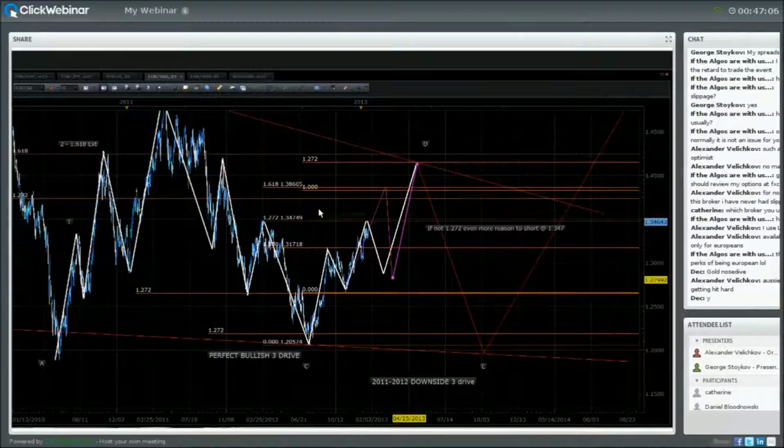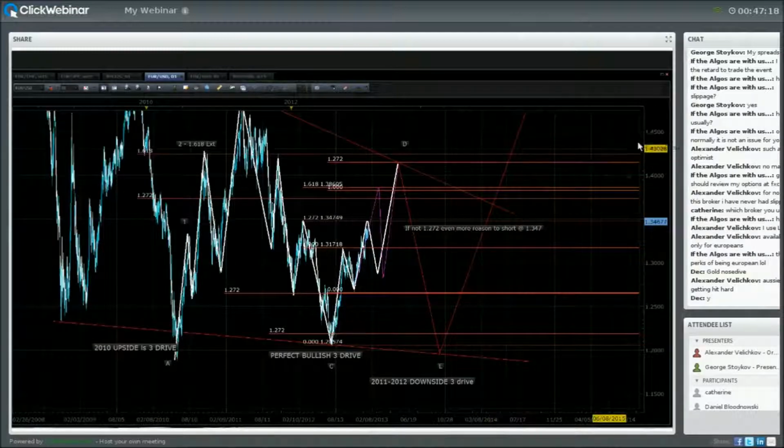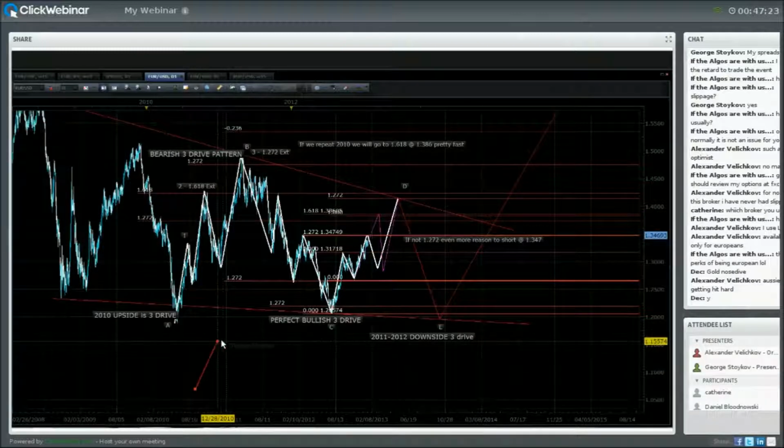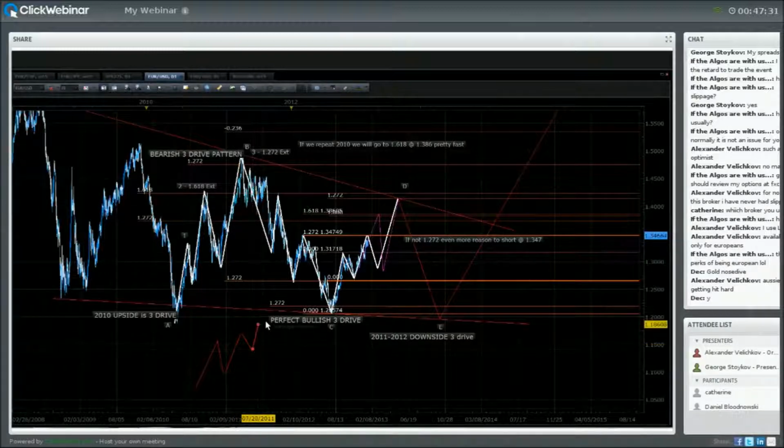Now, these are the two scenarios in the three-drive patterns. I want to make sure that everybody understands this. The three-drive pattern is a very simple pattern. As I've said before, Gartley patterns are just an extension of Elliott waves. Three-drive patterns are just leg 1, leg 2, leg 3, leg 4, and leg 5.